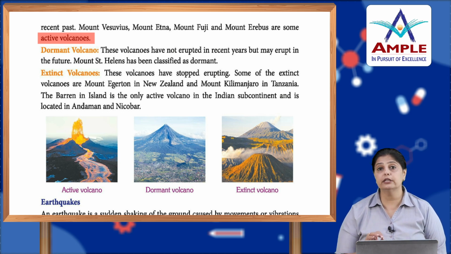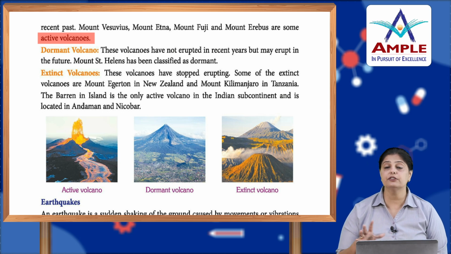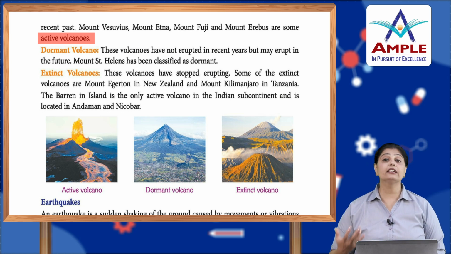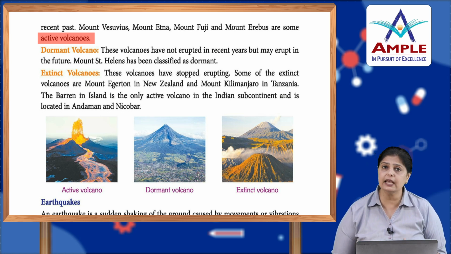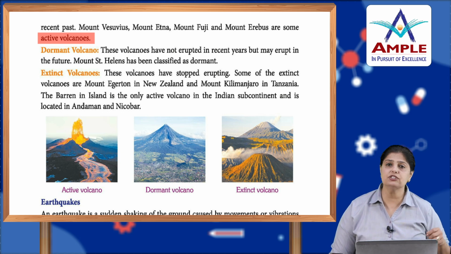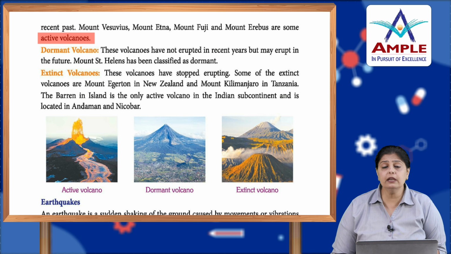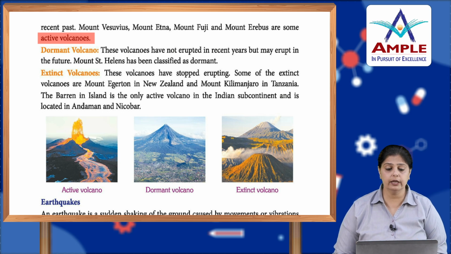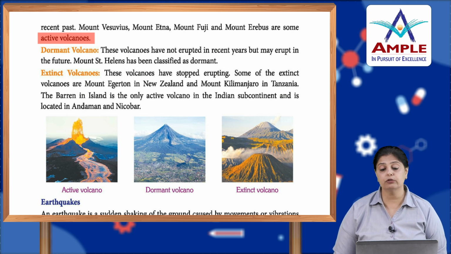Now, these eruptions can be classified into different types. There are active volcanoes, which can burst anytime. The eruption can happen anytime, they are active. There is no specific time, it can just happen, depending on the heat that is being accumulated underneath. Different types of active volcanoes include Mount Vesuvius, Mount Etna, Mount Fuji and Mount Erebus.